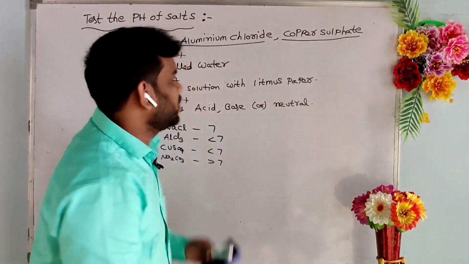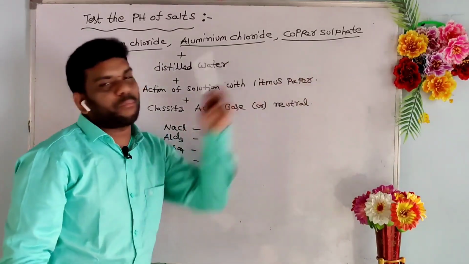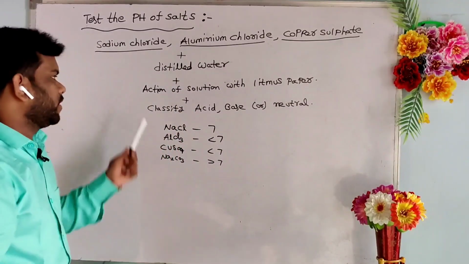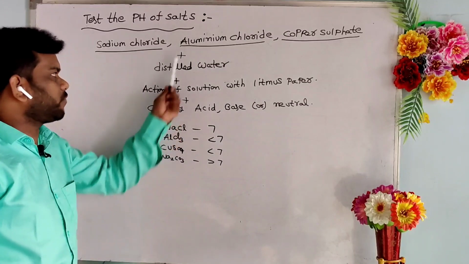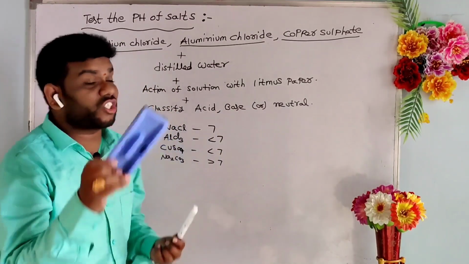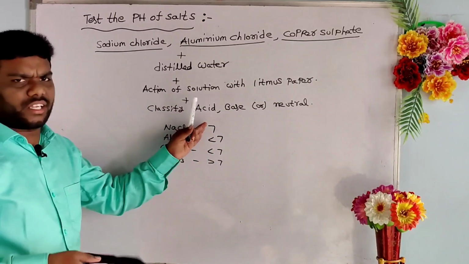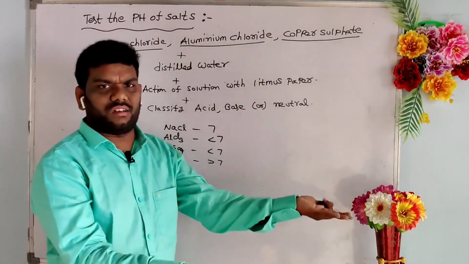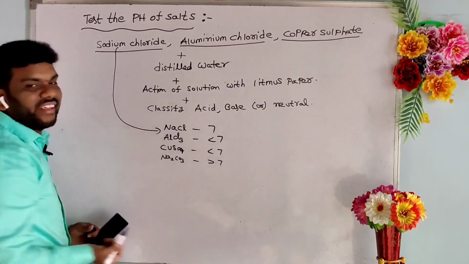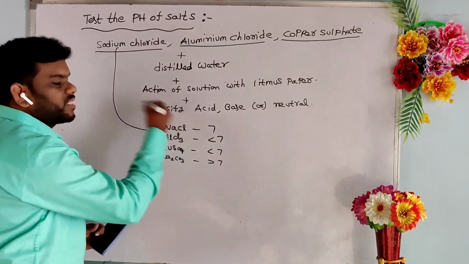So let us start. Take samples of sodium chloride, aluminum chloride, copper sulfate. These salts are dissolved in distilled water. Then check the solution with litmus paper. After checking with the litmus paper, you will classify whether it is acid, base or neutral. It is very simple. For example, sodium chloride, NaCl. So I will use pH paper with this NaCl.